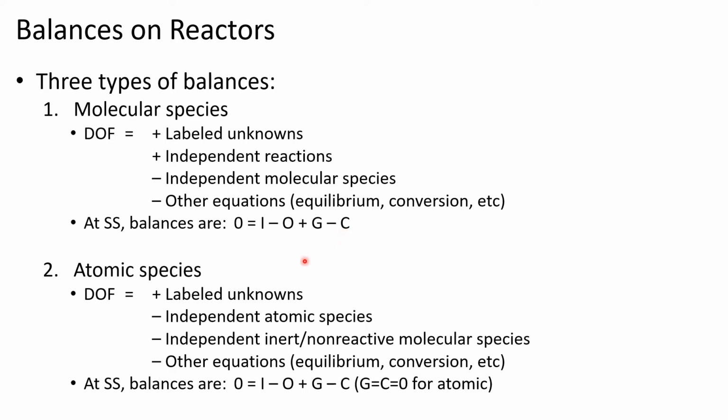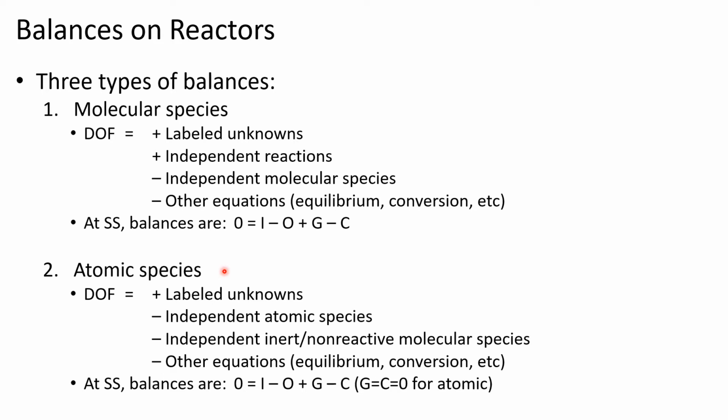A second type of balance is an atomic species balance. And as its name implies, this is a balance on each of the atomic species. So for instance, if we have methane that has carbon and hydrogen in it, it'd be a balance on the carbon atoms that come in and out of the process. It could be a balance on the hydrogen.